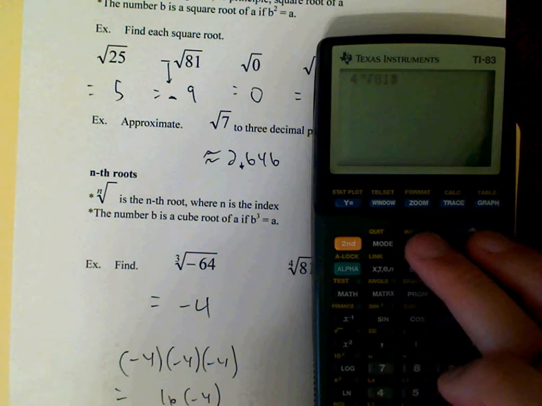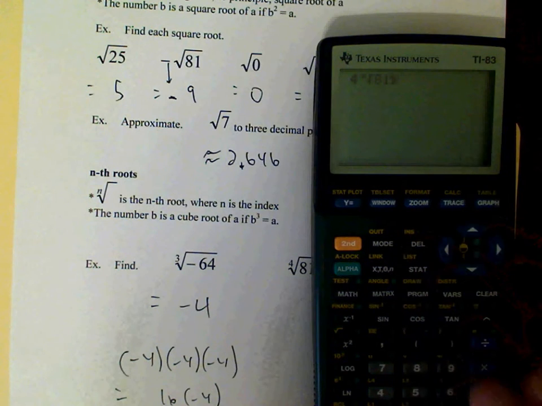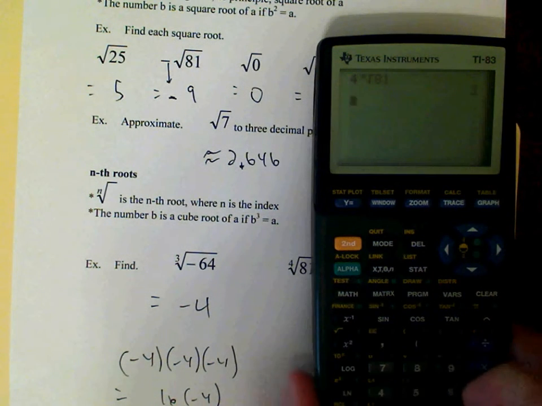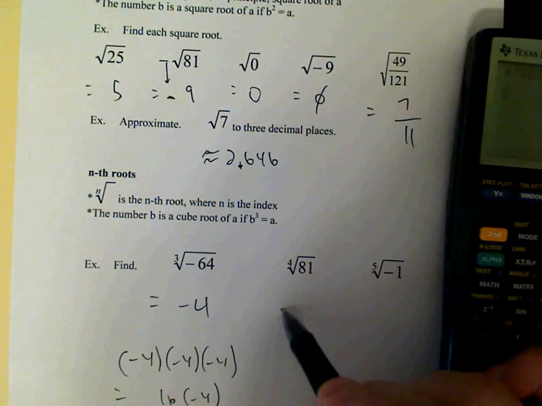There is on the square root. So I don't need it here. If I did need it, I'd put it in front and after the 81. And it gives us the answer of 3, because 3 to the 4th power is 81.